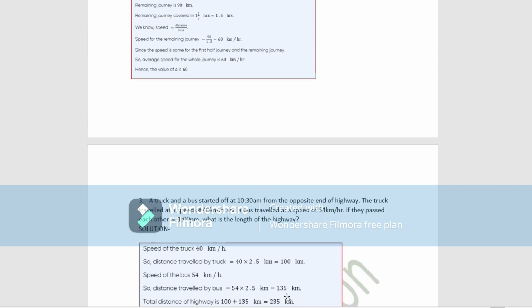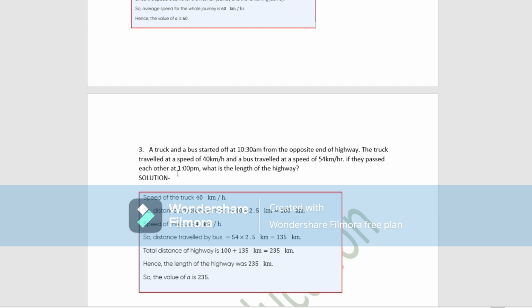Okay, the third question. A truck and a bus started off at 10:30 am from the opposite ends of a highway. The truck traveled at a speed of 90 km per hour and the bus traveled at a speed of 54 km per hour. If they passed each other at 1 p.m., what is the length of the highway?